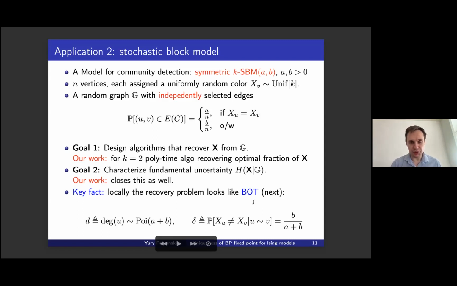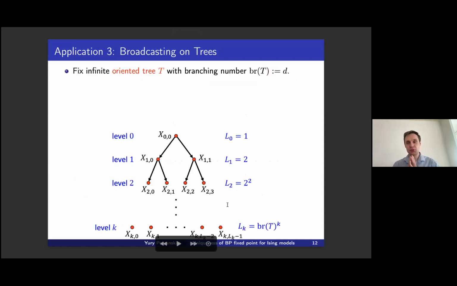Now this problem is known as broadcasting on trees. So let me describe it. You can ignore everything I said before, because now I will describe one important application, which will also form the basis for the proof. This is completely self-contained, so you can tune back in and start listening from scratch.